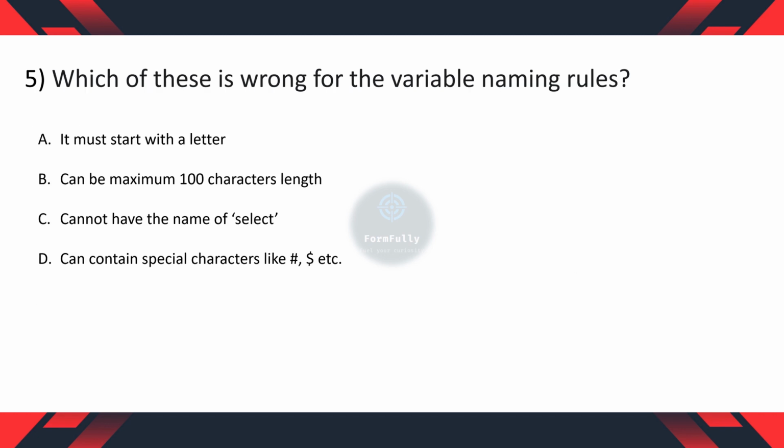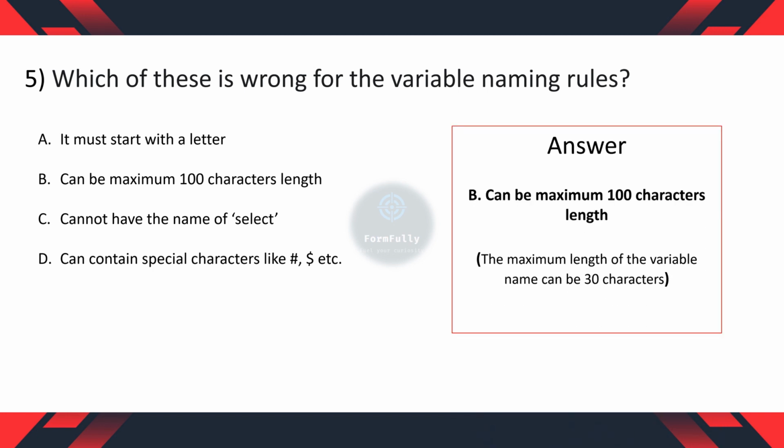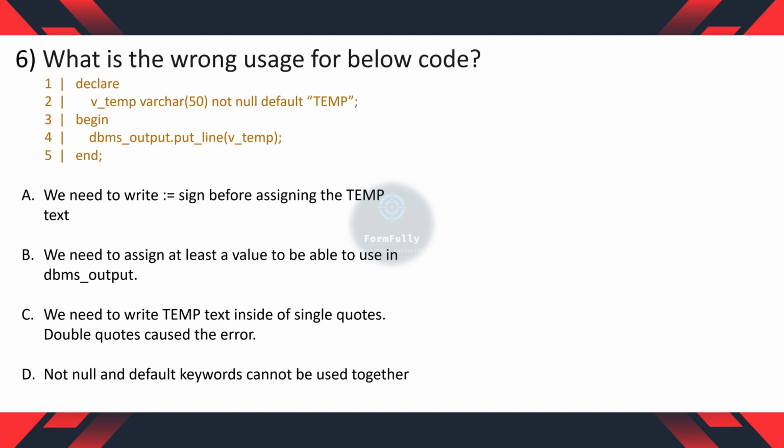Question 5. Which of these is wrong for the variable naming rule? A. It must start with a letter. B. It can be a maximum of 100 characters in length. C. It cannot have the same name as SELECT. D. It can contain special characters like hash, dollar, etc. The correct option is B, because the maximum length of a variable name can be 30 characters.